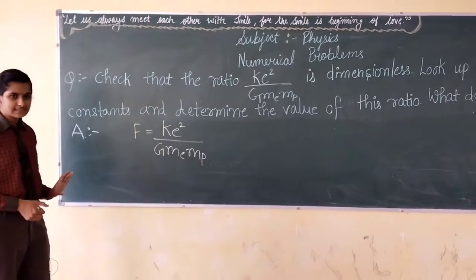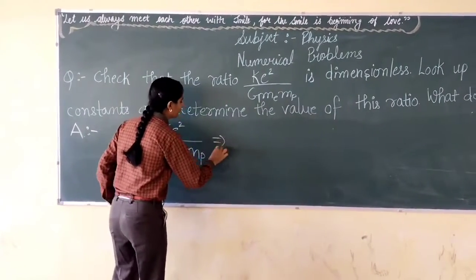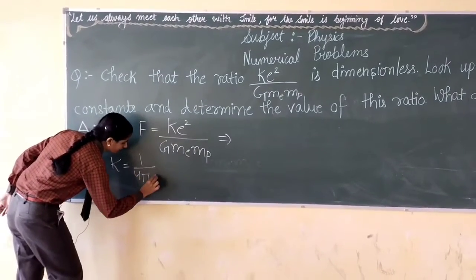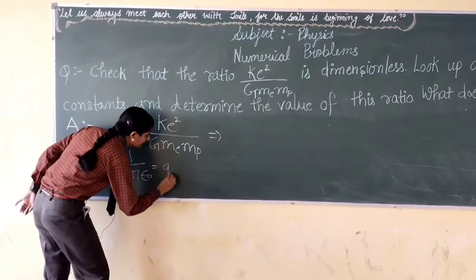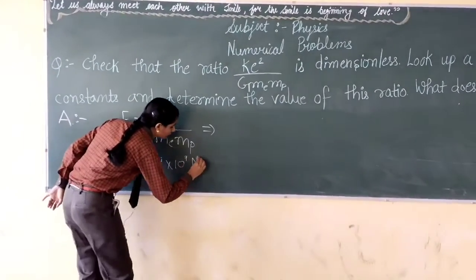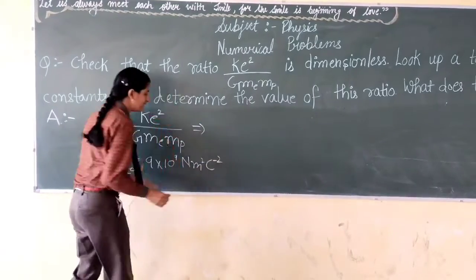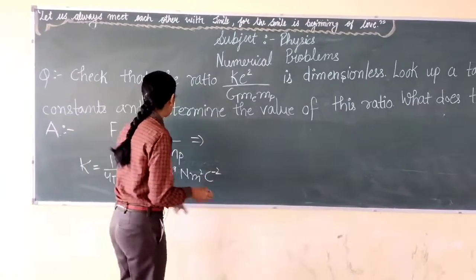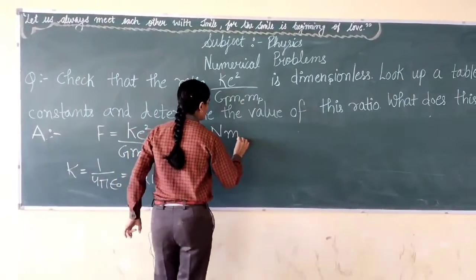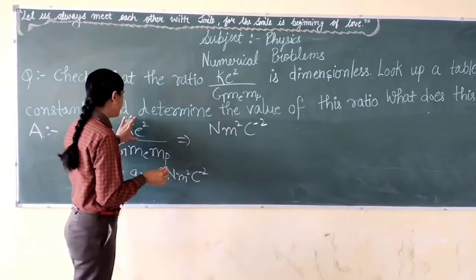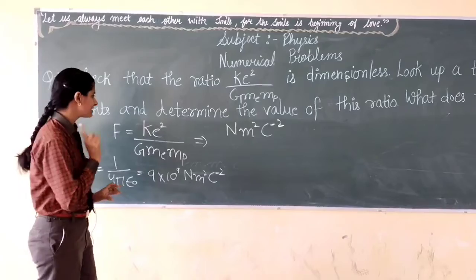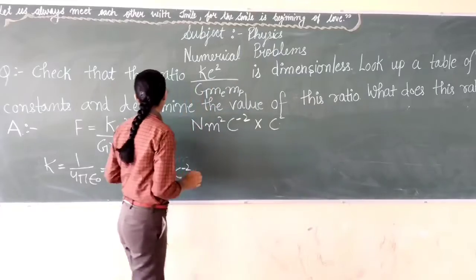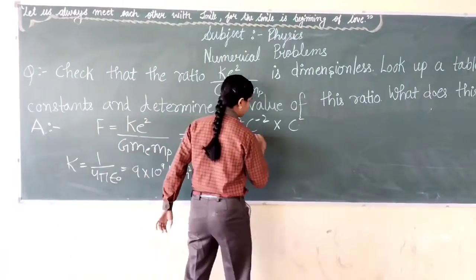Further, we are to prove that this is dimensionless. What does K stand for? K is equal to 1 by 4 pi epsilon naught, and its value is 9 into 10 raised to power 9 Newton meter square per Coulomb square. Is it clear to you? Yes. Okay. Let us put its SI unit here. We will get Newton meter square per Coulomb square into E square. What is E? We consider this is the charge, and the SI unit of charge is Coulomb, but it is in square, so we will take it as Coulomb square.